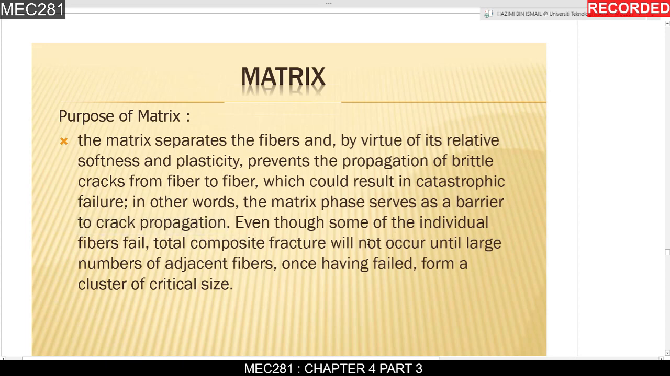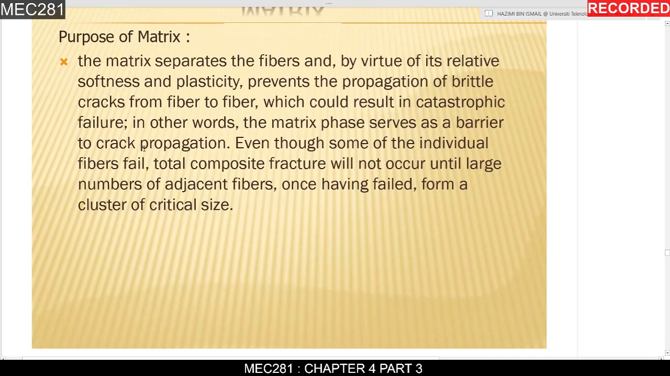Okay, even though some of the individual fiber phase, total composite fracture will not occur until large numbers of adjacent fiber, once heavy fail, form a cluster of critical size. Sebab fiber ni banyak dalam tu, fiber ni kan halus kan. So kalau satu fiber je putus ke pecah ke tak ada masalah. Tapi kalau matrix ni dia satu besar terus. So matrix ni tak boleh rosak lah, kata dia akan terus rosak.